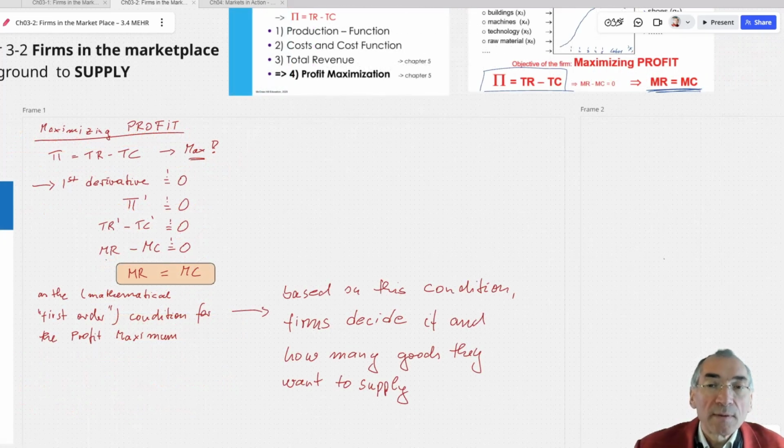This condition is the basis for the firm's decision making, whether they want to supply a specific good and what quantity of that specific good, by comparing the costs with the revenue. And the most important driver of the revenue is the price. So we come here again to a function. We had the demand function in chapter 2, and here we talk about the supply function. Quantity supplied as a function of the price.